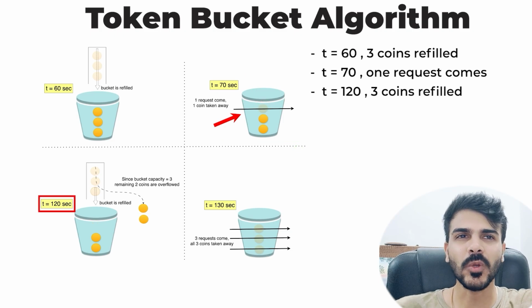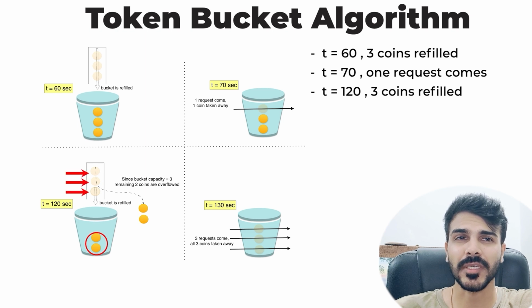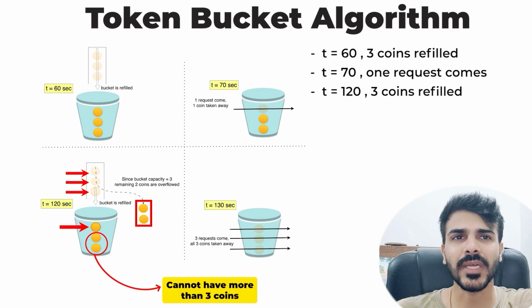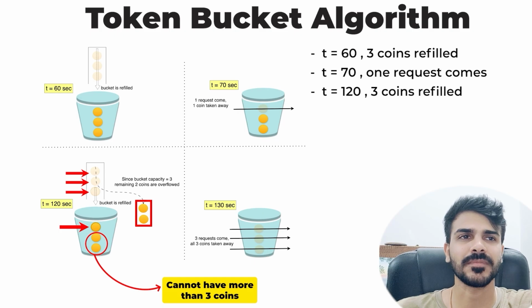Now we come to t equal to 120 seconds. At t equal to 120 seconds, our bucket is refilled. We already have 2 coins in our bucket and our refiller is trying to fill 3 more coins into it. So the surplus 2 coins would overflow and 1 coin would be refilled, making the count 3. In other words, our bucket cannot accommodate more than 3 coins at any time. It is its maximum capacity.